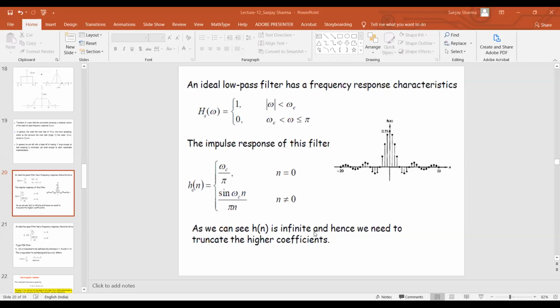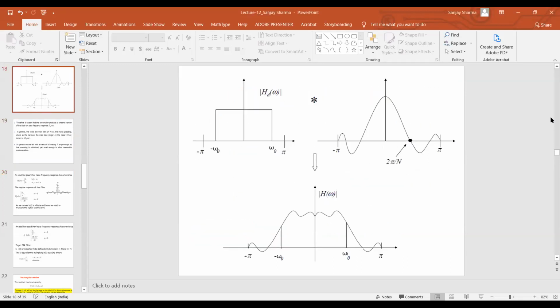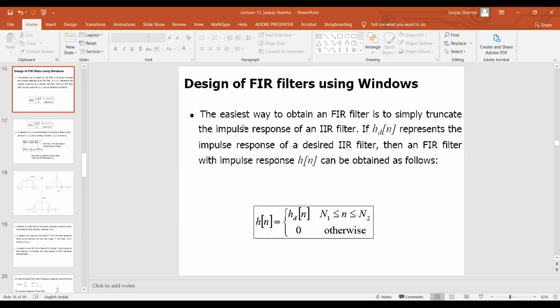As we can see, h[n] is infinite, hence we need to truncate the higher coefficients. That's what the truncation process is. Because I cannot go from minus infinity to infinity, I cannot look at every sample. I have to define a window within which I look for the samples. So that's what the design procedure is. To start with, let me come back to here. The easiest way to obtain an FIR filter is to simply truncate the impulse response of an IIR filter. Take an IIR filter with infinite impulse response, and truncate it.